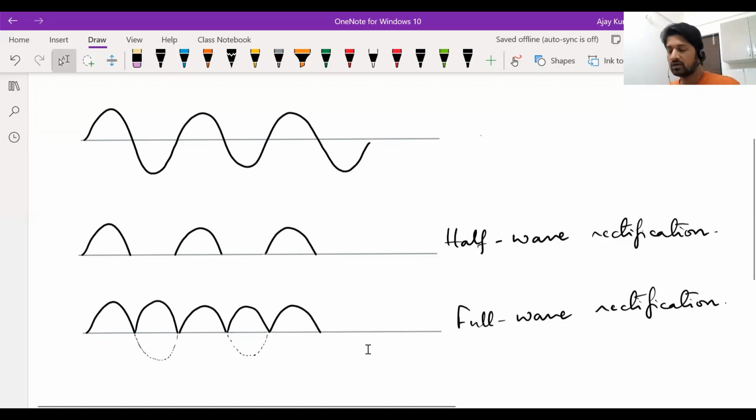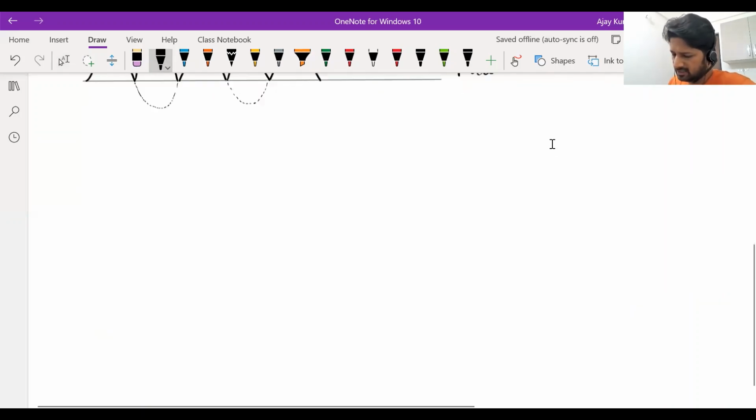Many devices are not designed to work directly with alternating current. They need voltage only with single polarity, or voltage with the same polarity always. In such devices, you will have to first rectify the voltage before it is supplied to the device. Now, let's see how this can be done. First, half wave rectifier.